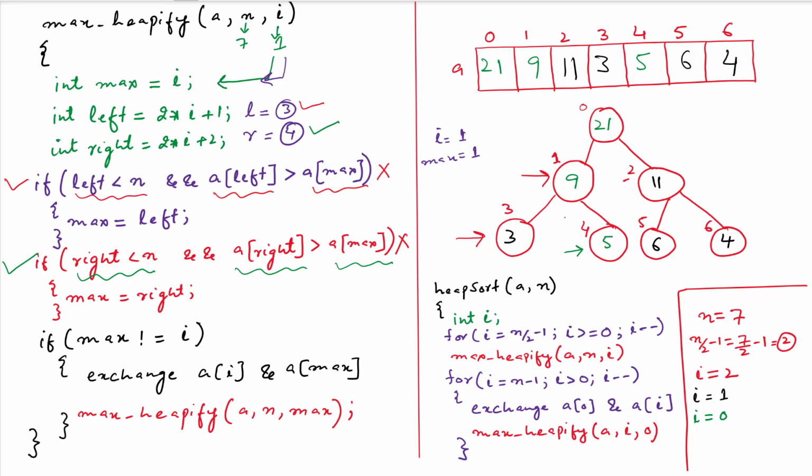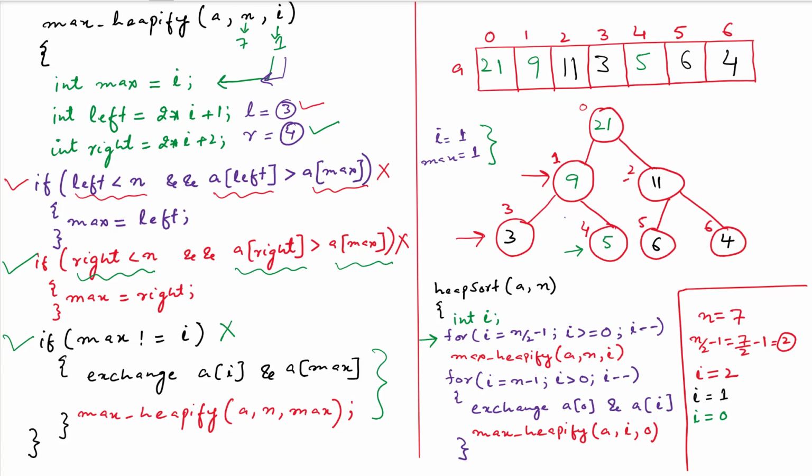Fine. And we will come down and we will reach this if statement. If max is not equal to I, then these two statements will work. But max equals I, so this is also not true. So this will not work, and we will come back to the original for loop that is here.